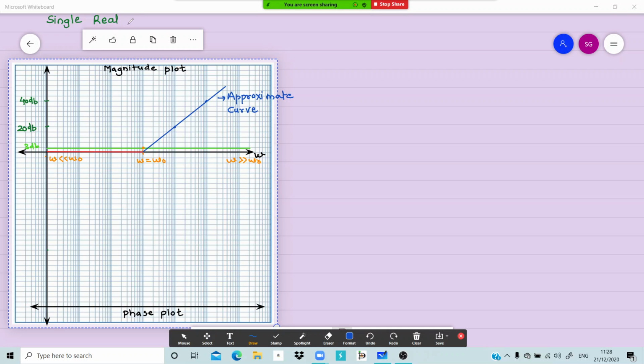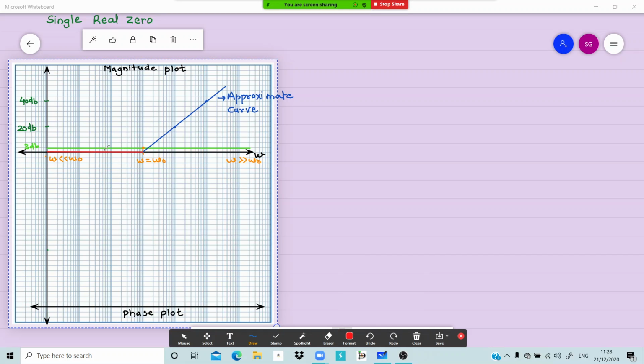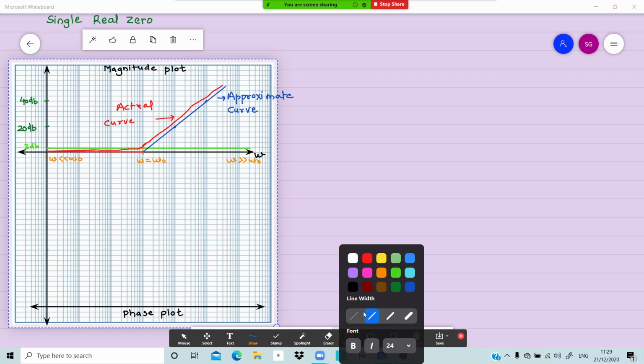And this one is a single real zero now. But how will the curve be? Yes, I'll draw it in red. So it came over here, right? It will not be actually this. It will go along this, and from this point it will pass through this 3 dB point and go along this asymptotically. So I can say yes, actual curve. And this point is of 3 dB.